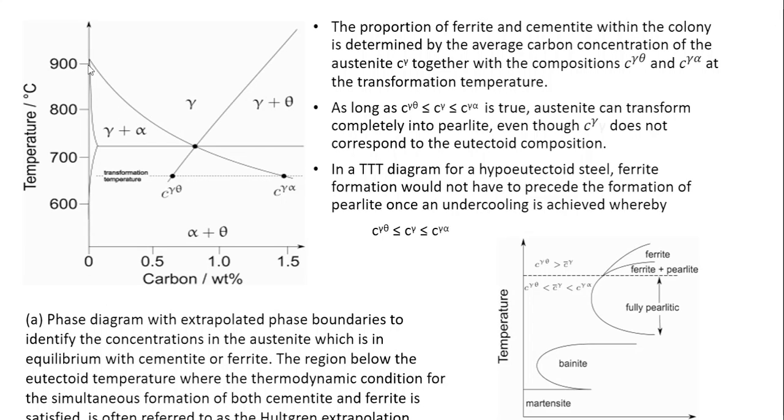So this is when you undercool it. The phase changes can be explained by considering what are known as extrapolated phase boundaries to identify the concentrations in the austenite which is in equilibrium with the cementite or ferrite. So C gamma theta is the carbon concentration in austenite in front of the cementite particle. Likewise this.